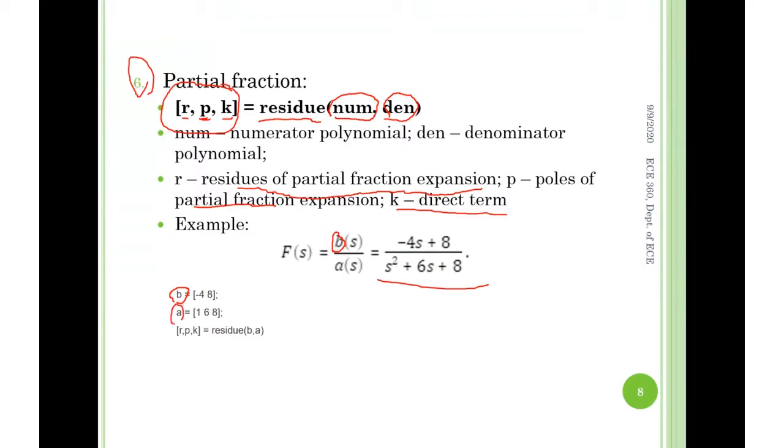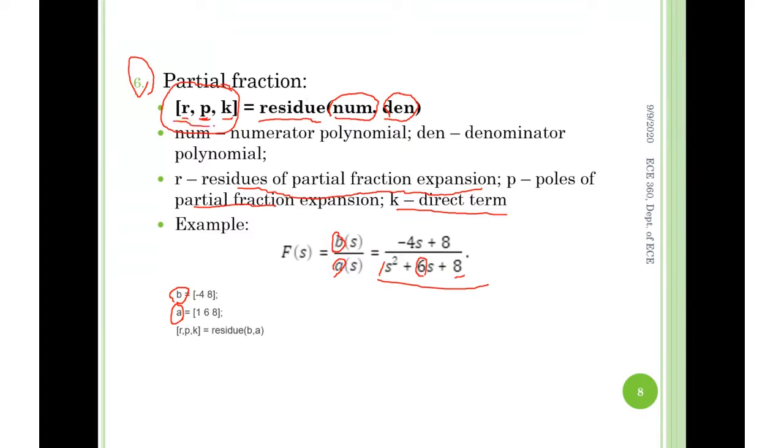Similar for the denominator A, which is the input. Another S polynomial. How to input it? The coefficient of the highest order S term is 1. The second highest S term coefficient is 6. And the last, the constant term, is 8. So 1 space 6 space 8. This is how you input the denominator as a polynomial.